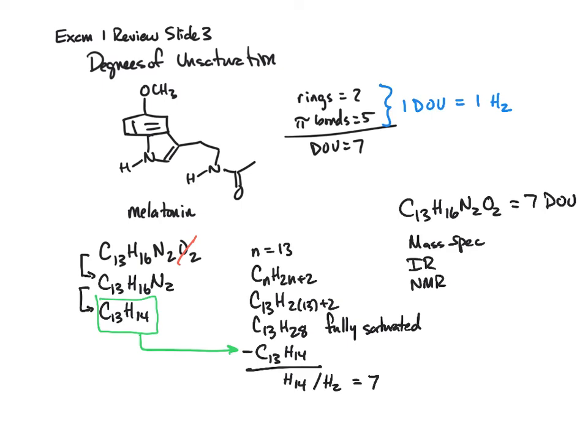So let's look at melatonin. What functional groups do you see in there? So yeah, this is an alkene. We can call this an amine.